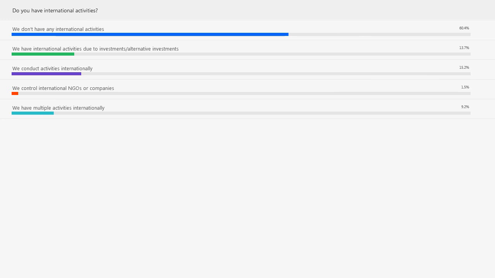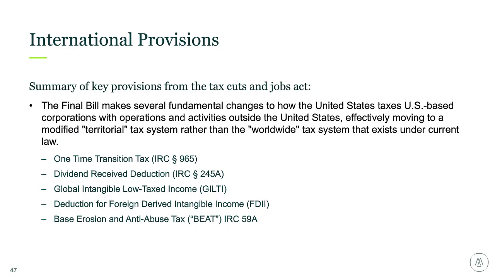So 61% don't have any international activities, which is great because I can just jump through some of these provisions and leave those for those who do as a point of reference. There are a couple things that impact nonprofit organizations, whether you directly own an international organization or you have international activities via a K-1. Those would be really the one-time transition tax as well as the GILTI tax income.